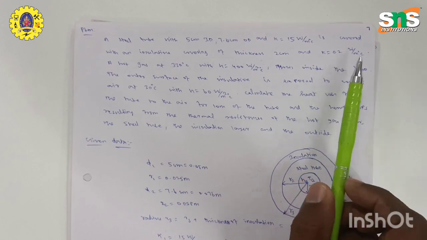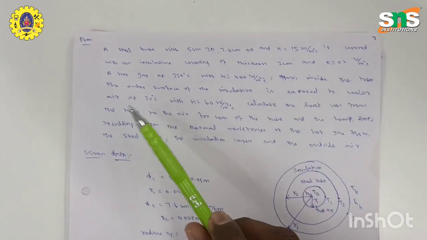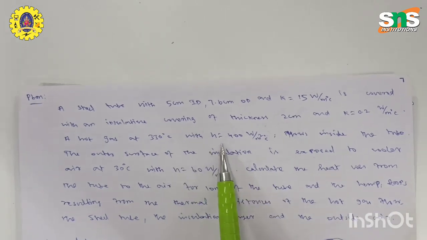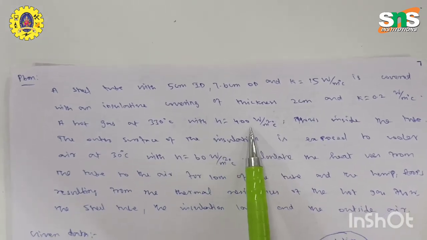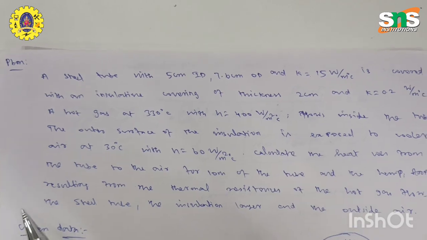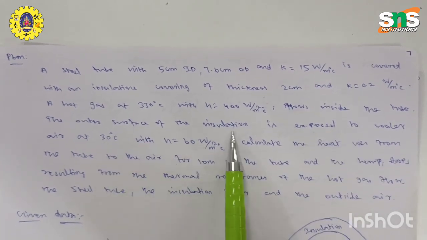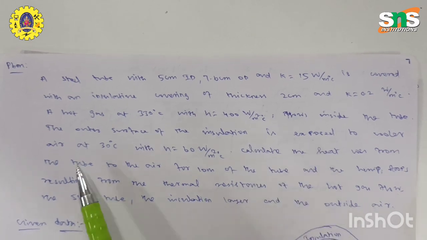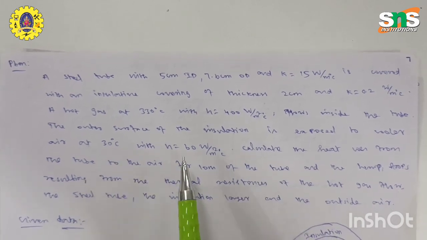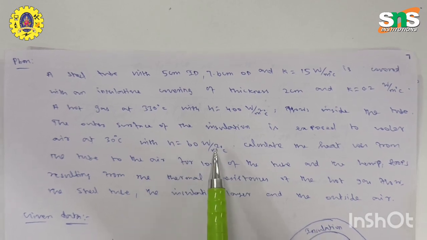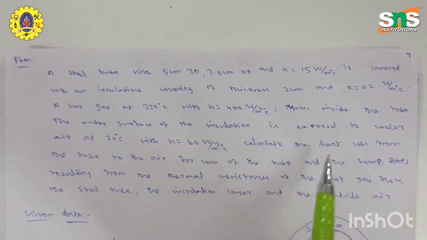thermal conductivity 0.2 watt per meter degree Celsius. A hot gas at 330 degree Celsius with heat transfer coefficient equal to 400 watt per meter square degree Celsius flows inside the tube. The outer surface of the insulation is exposed to the cooler air at 30 degree Celsius with heat transfer coefficient h equal to 60 watt per meter square degree Celsius.